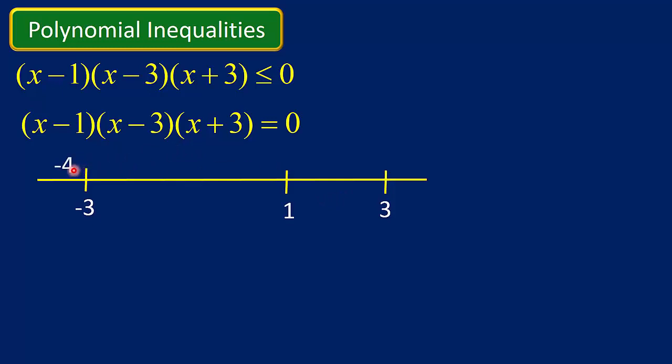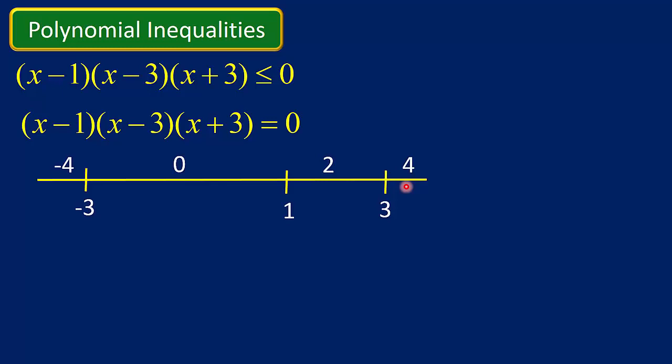So we've got -4 over here. I just needed any number less than -3. Here I need any number between -3 and 1. 0 is a good one. It's easy to work with. Any number between 1 and 3, I'll pick 2. Any number bigger than 3, I'll pick 4.